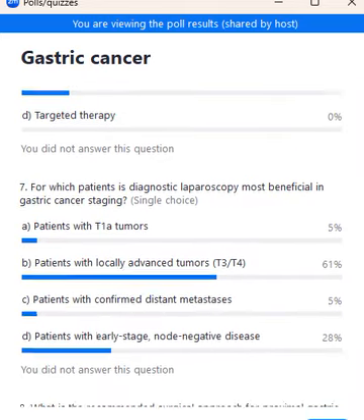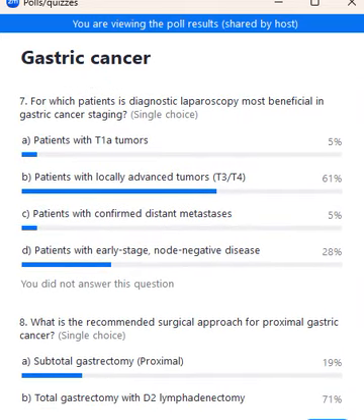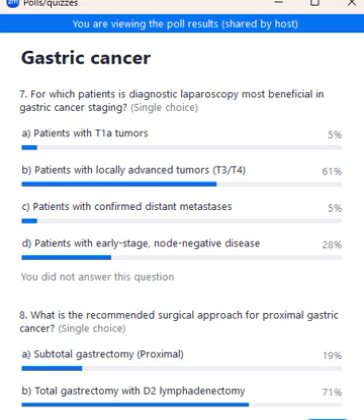Question number 7. For which patients is diagnostic laparoscopy most beneficial in gastric cancer staging? Option A was patients with T1A tumor. Option B, patients with locally advanced tumor, that means T3 or T4. Option C was patients with confirmed distant metastasis. Option D was patients with early stage node negative disease.